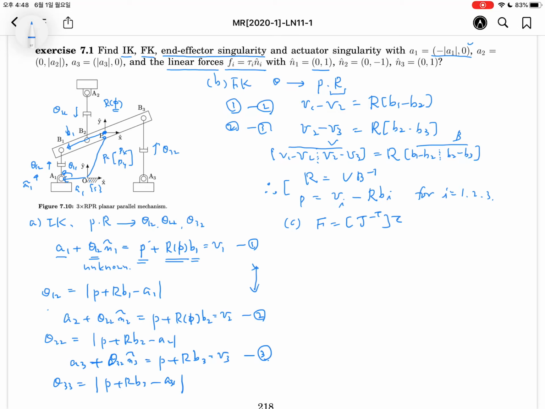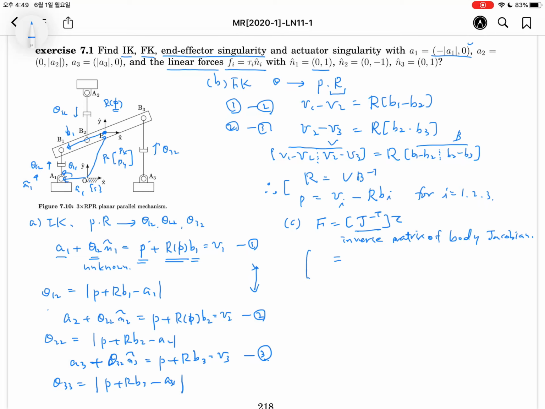Tau i is the magnitude, and it multiplies the unit directional vector. Okay, so we will check this matrix. It is called the inverse matrix, the inverse Jacobian, the inverse matrix of the body Jacobian. The wrench can be obtained easily. Just consider the moment obtained at the body frame.